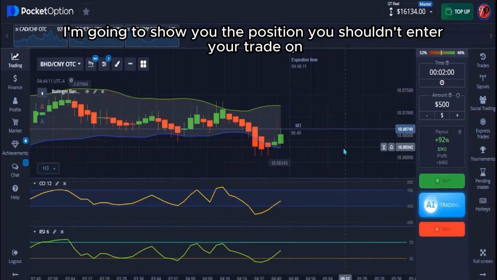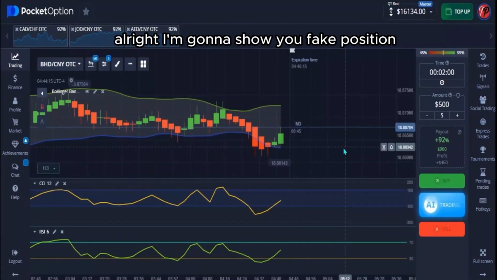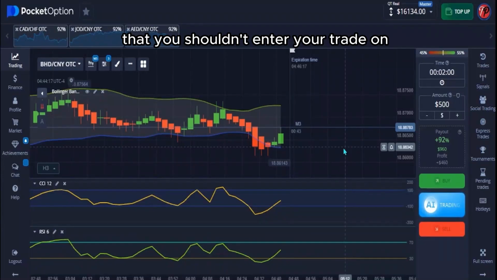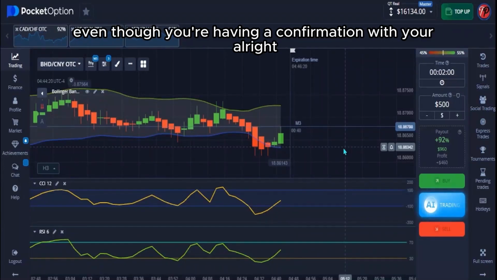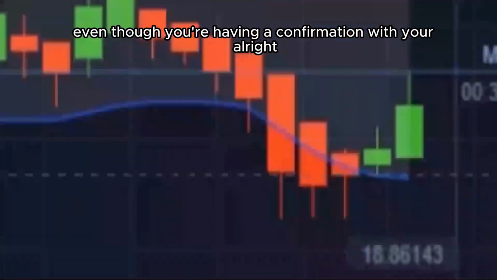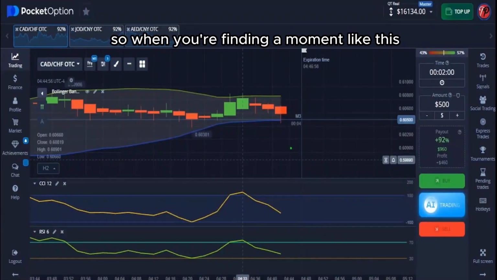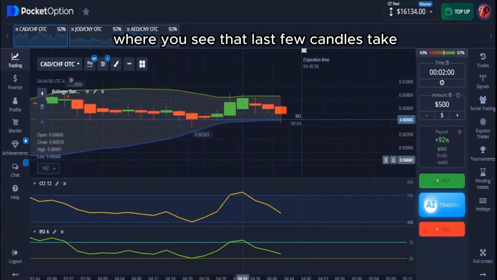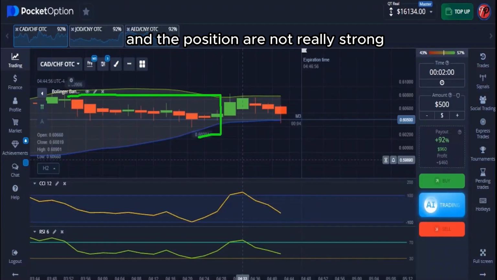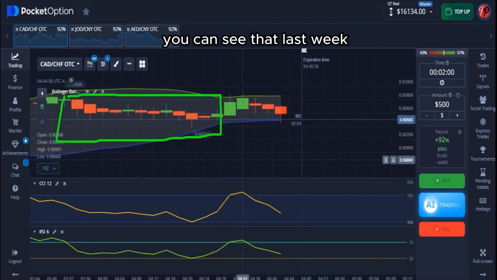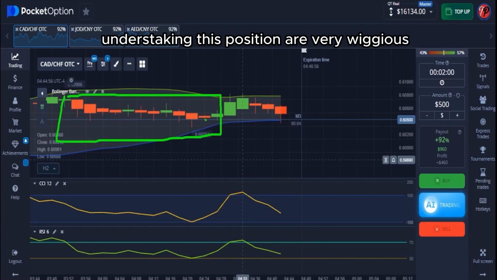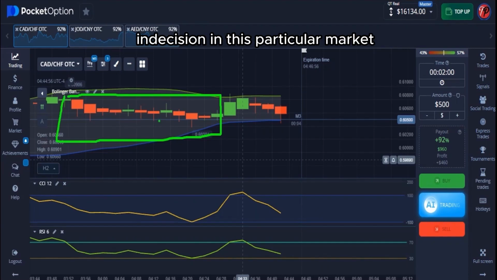But right now I'm going to show you the position you shouldn't enter your trade on. I'm going to show you a fake position that you shouldn't enter your trade on, even though you're having a confirmation with your indicators. This is a number one condition that you should not place a trade on. When you find a moment like this, where you see that the last few candlesticks in the position are not really strong, you can say they are very weak. There's indecision in this particular market.